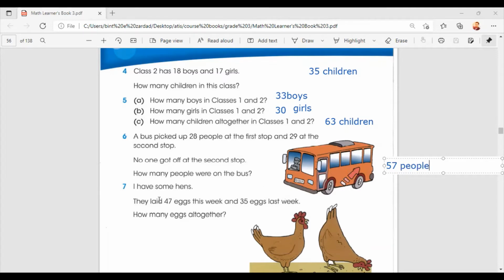So I have some hens. They laid 47 eggs this week and 35 last week. How many eggs altogether? 47 plus 35 is equal to 82 eggs. 82 eggs.